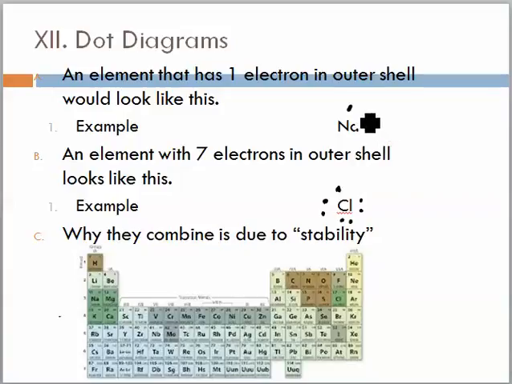Sodium's going to lose its electron. Chlorine's going to gain it. So sodium's going to have a positive charge. Chlorine's going to have one extra electron, so it'll have a negative charge. And now we can tell by electric charges that they're going to be attracted to each other, and that's why that happens.